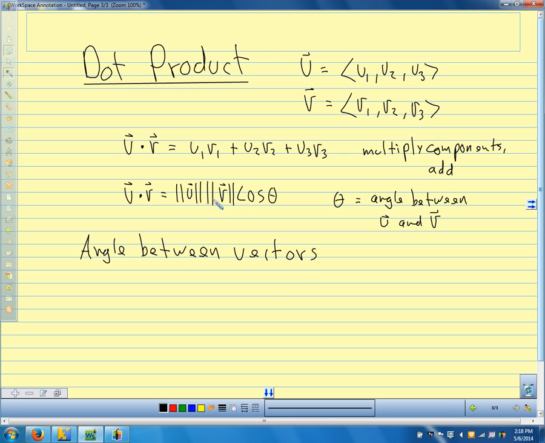So we just divide both sides by the magnitude of u and the magnitude of v, and we say that the cosine of the angle between the vectors is u dot v over the magnitude of u times the magnitude of v. And 0 is less than or equal to theta, less than or equal to pi. So our angle is somewhere between 0 and 180 degrees between these vectors.